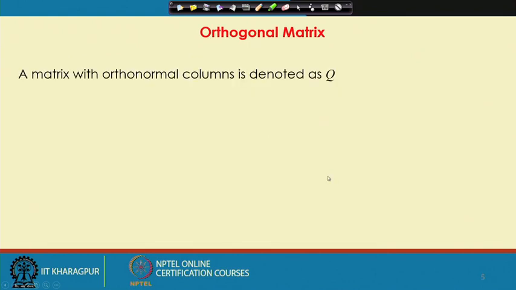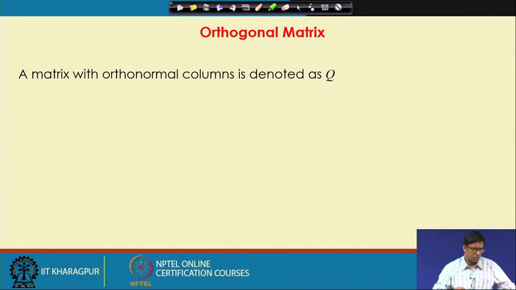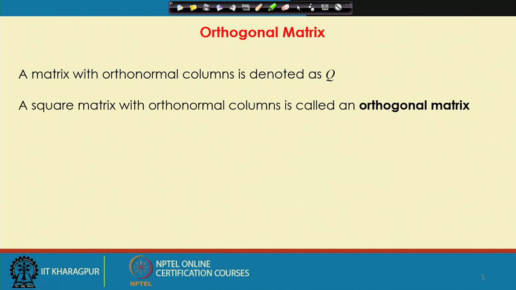A matrix with orthonormal columns is denoted as a Q matrix. Q is the general form of a matrix which has orthonormal columns. Now, there can be any number of columns, it can be a rectangular matrix. However, a Q matrix which is square is called an orthogonal matrix. Remember, this is a terminology, it is not called orthonormal matrix, it is called orthogonal matrix, because conventionally it is being said. For an orthogonal matrix the columns are orthonormal.